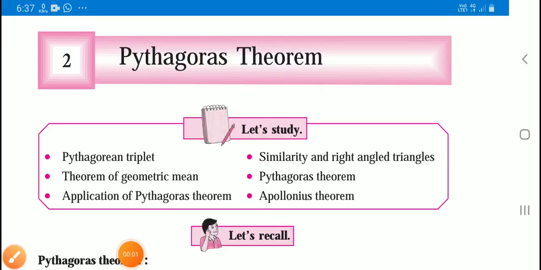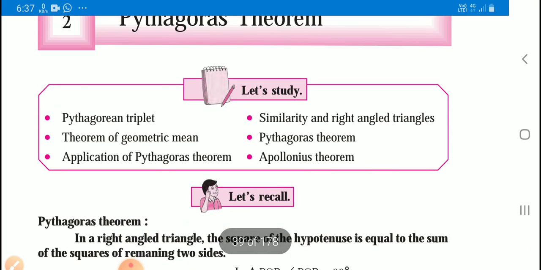Hi students, today we will see topic number 2 from the Mathematics Part 2 book, that is Pythagoras theorem. In this topic we will study Pythagorean triplet, similarity and right angle triangles, theorem of geometric mean, Pythagoras theorem, application of Pythagoras theorem and Apollonius theorem.